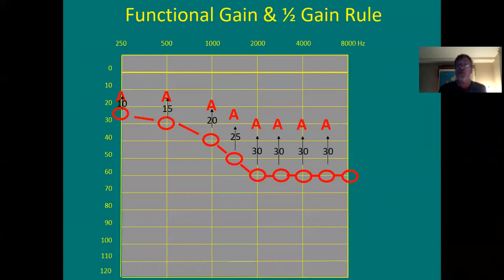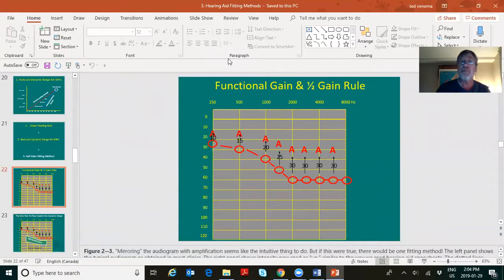Here's a hearing loss sloping down. 25 in the lows, 60 in the highs. Typical presbycusis. See that? Now look at the letter A's. The letter A's going across the top there represent aided thresholds. Aided. So what they did was they first measured the guy under headphones and got his thresholds.